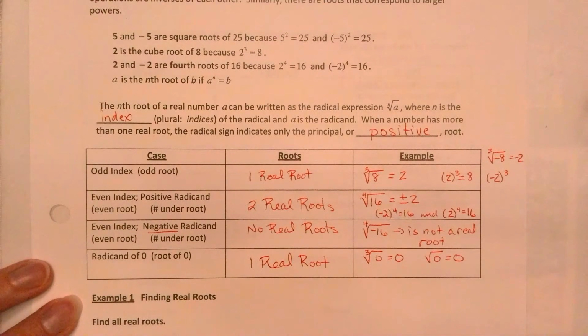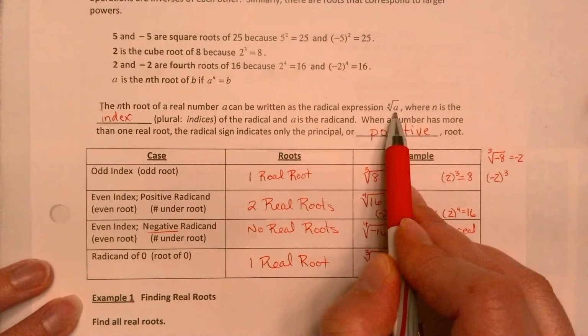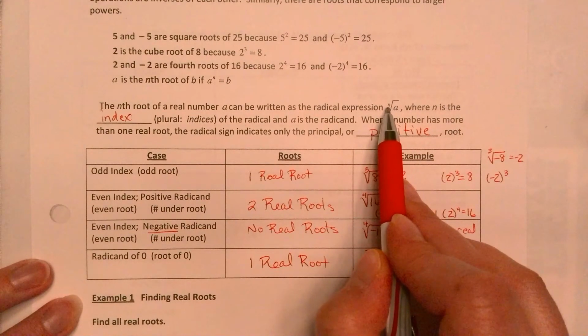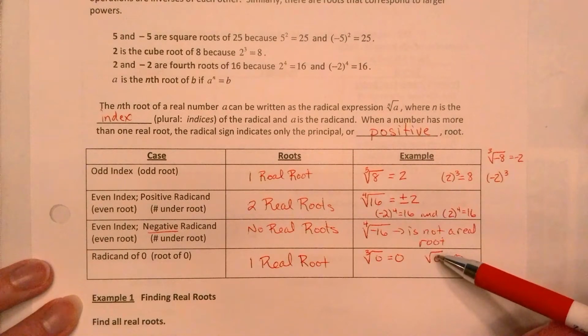And I just want to stop and remind you, we have up here the nth root of a. N is your index. And so if the index is not 2, we have to show it. So you can see that this is a square root here.